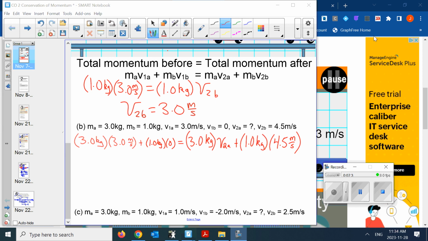Now we're at various spots. Some people were done right away. Some people are just plugging away at it. So we have to do the multiplying, then the adding afterwards. You're going to have 9 minus 4.5. I'm going to just skip to this part.